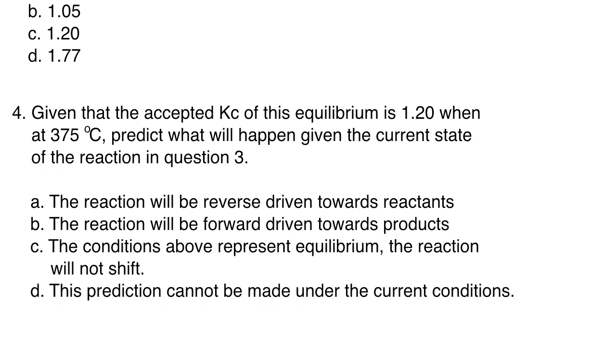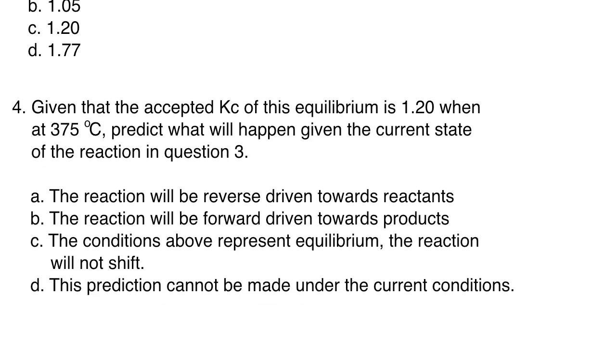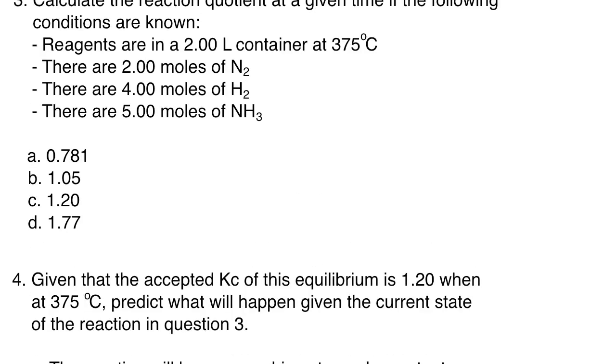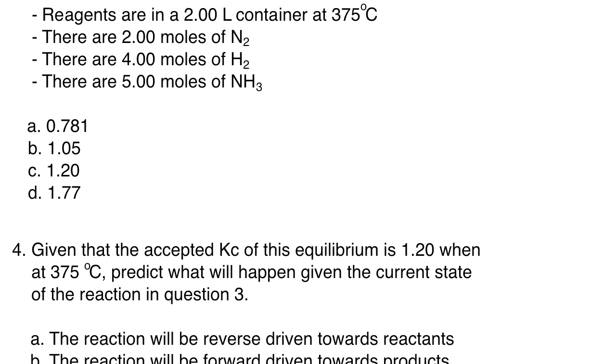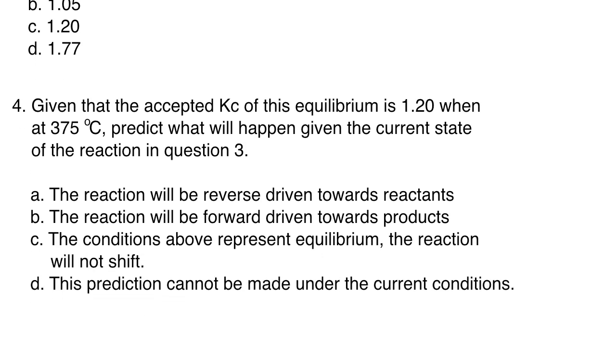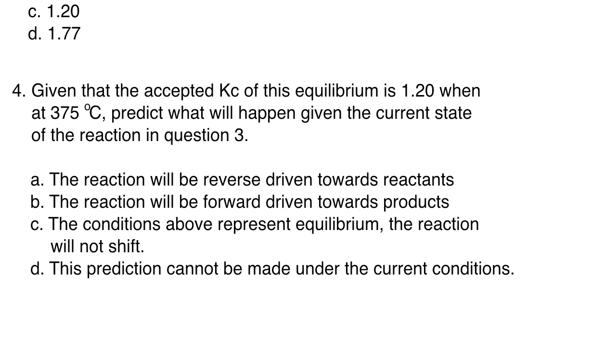And then here's part 4. Given that the accepted Kc of this equilibrium is 1.2 when the reaction vessel is at 375 degrees Celsius, which is what it was in the problem above, predict what will happen given the current state of the reaction in question 3. So this is saying, look, here's all the information in part 3. You are evaluating where the equilibrium is going to lie relative to the actual equilibrium constant. So up in part 3, you're calculating the Qc, and then what you're doing here is comparing the Qc to the Kc in this part.